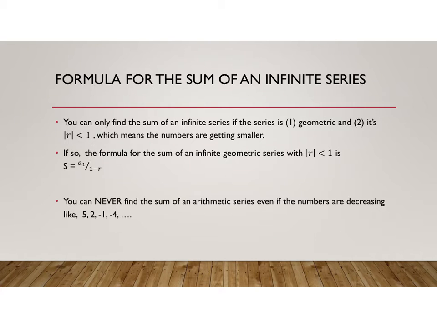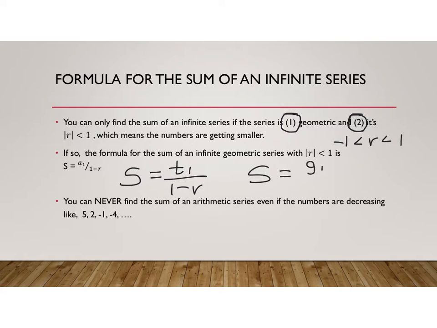So the formula to find the sum of an infinite series: you can only find the sum of an infinite series if the series is geometric and the absolute value of its ratio is less than 1. Now that means the same as the ratio being between -1 and 1, which means the terms are getting smaller. If so, the formula for the sum of an infinite geometric series with absolute value of r less than 1 is the first term, a sub 1, over 1 minus r.